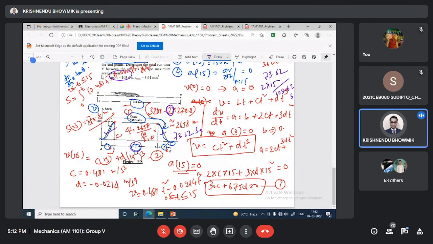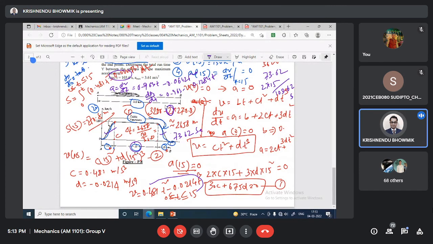Now what we understood, velocity expression we got. So acceleration is dv/dt. If we utilize that expression, that will be 0.963 t minus 0.0642 t square. Once again do the differentiation. dA/dt equal to 0.963 minus 0.1284 t.